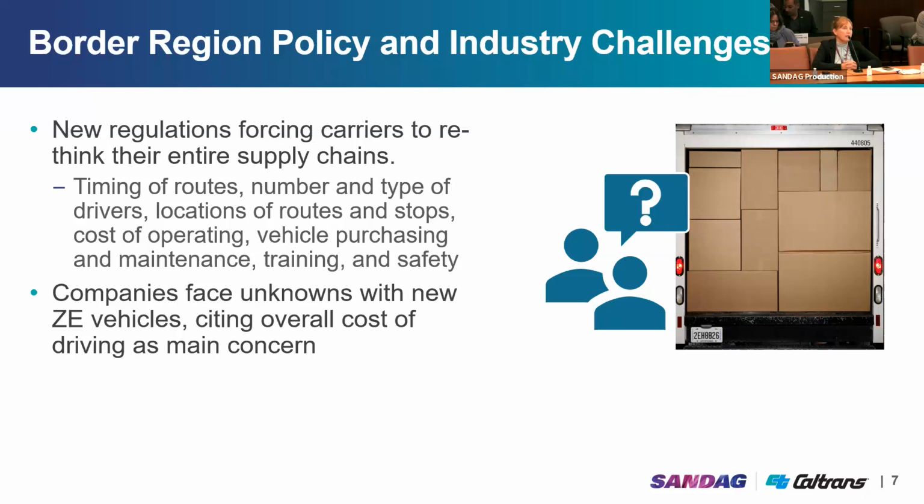We heard that they handle differently. They might not have currently the same range. The batteries are much heavier, thereby potentially reducing the payload that truck could carry, creating the need for additional trucks to carry the same amount of goods. And so really just a lot of uncertainty. Companies were facing unknowns, basically citing the overall cost of driving as the main concern.